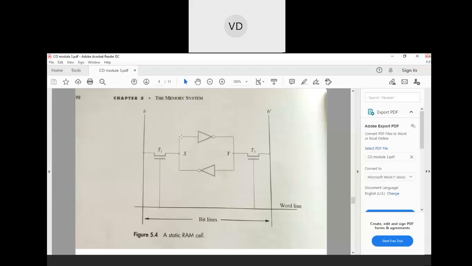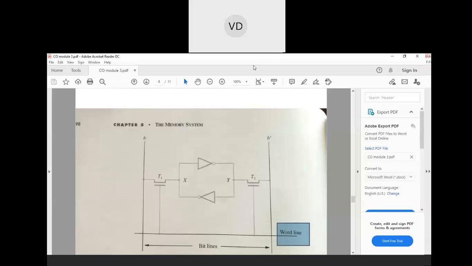If you want to write the data, the same data you want to write will first be given to b and b dash. Then the word line will be activated, meaning the switches will be closed, then the value of b will be stored in x and b dash will be stored in y. Like this, read and write operations will be done. I hope all of you have understood this one.